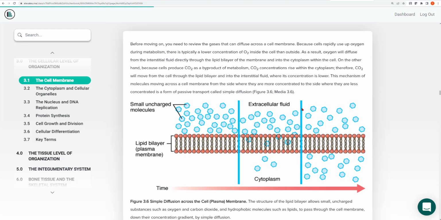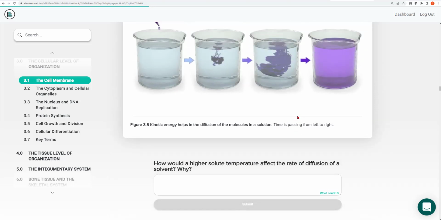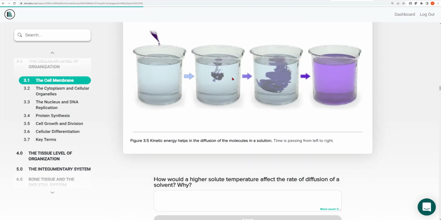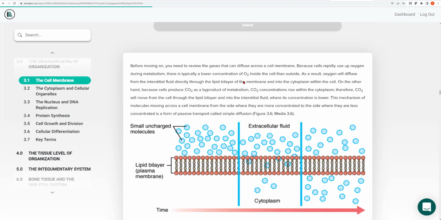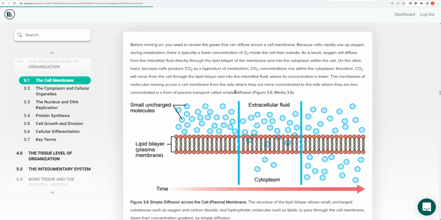So let's talk about that. This example up here is looking at the diffusion of a dye through water. Here there's no cell membrane, right? Let's now put a cell membrane in the story.